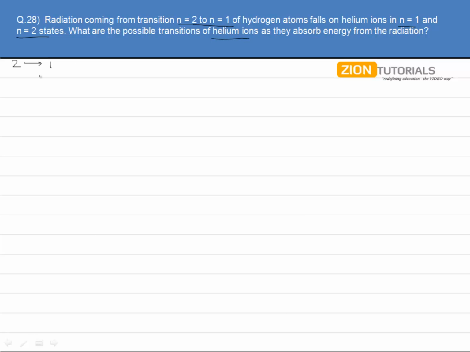So we can find out the energy of the photon released in this transition, and that is obviously 13.6 into 1 by 1 minus 1 by 4, giving us 10.2 electron volts. Now the photon released from here has an energy of 10.2 electron volts. And in helium we have the electrons in n equal to 1 and 2, and we need to find out in which transition the energy gap will be the same as 10.2.